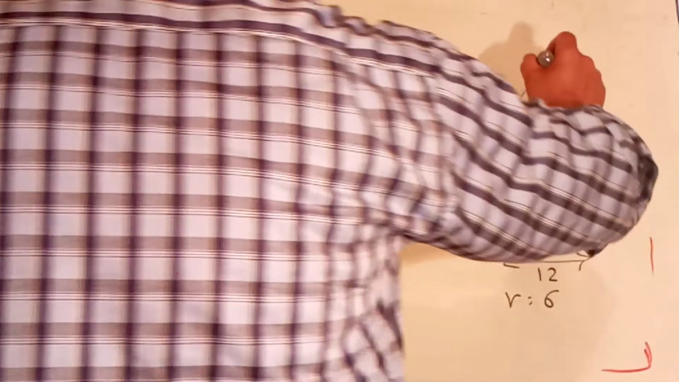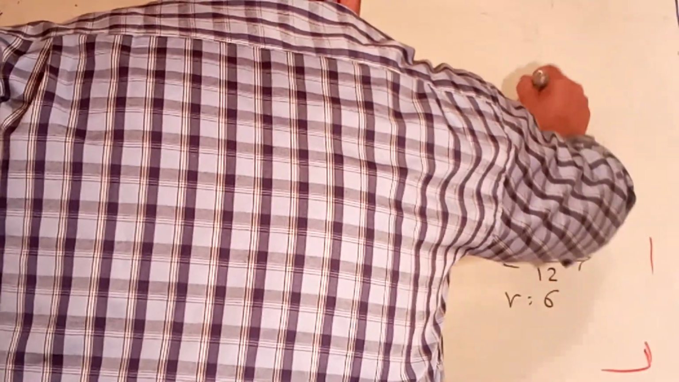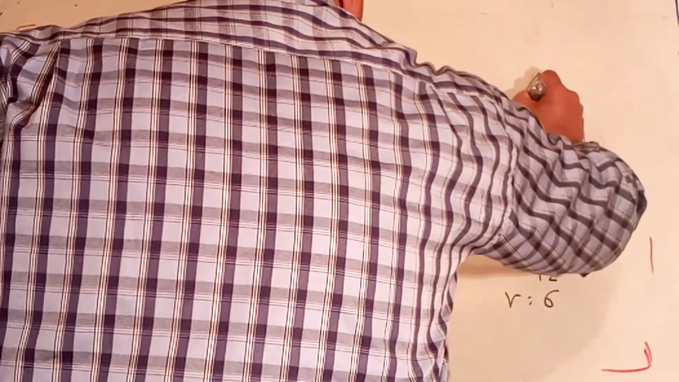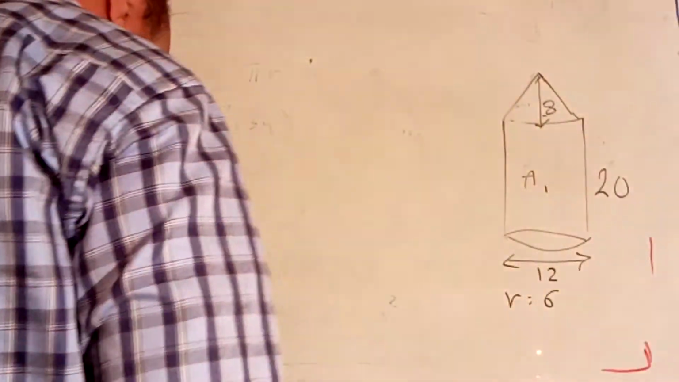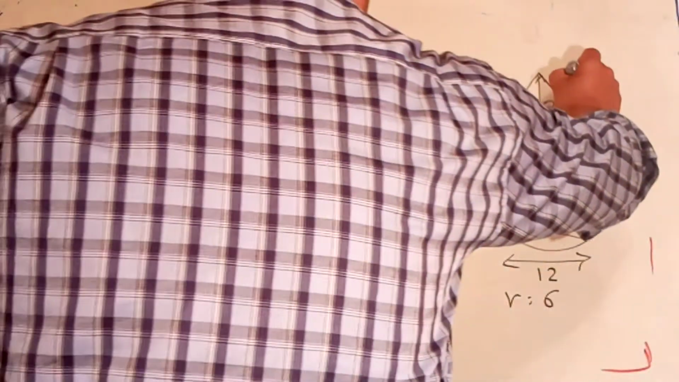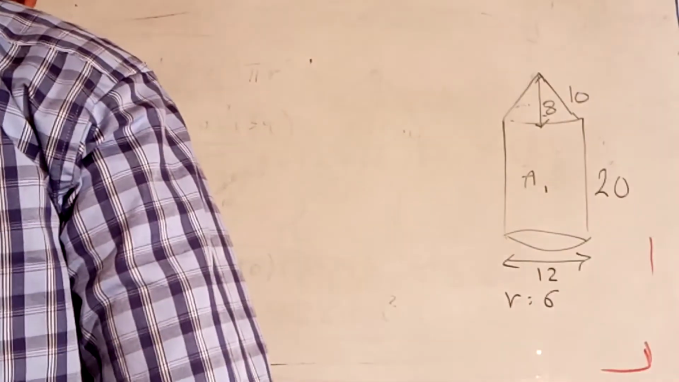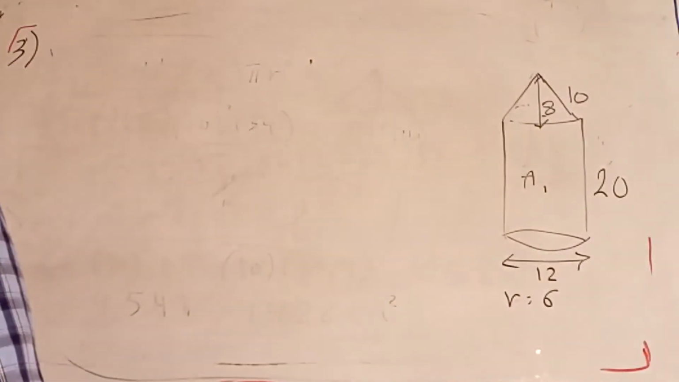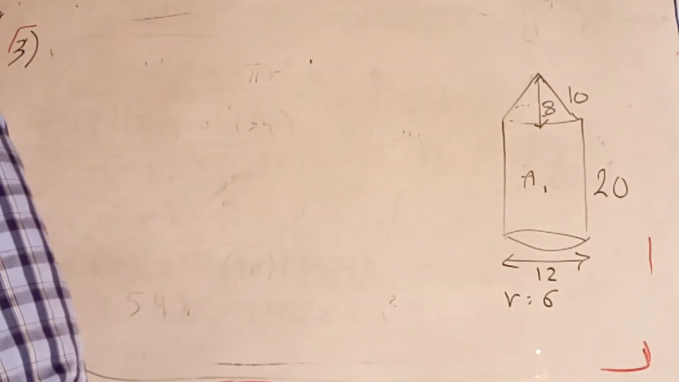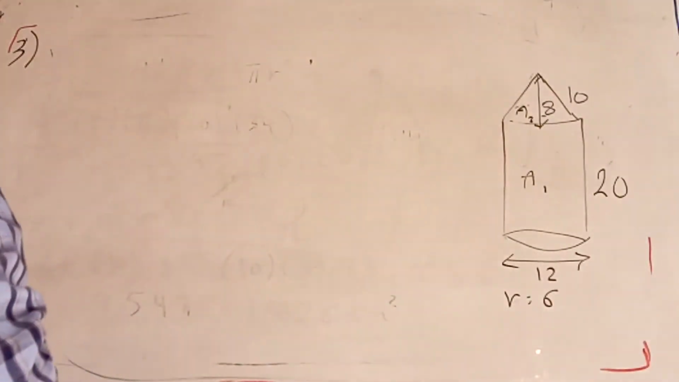And this is 20 centimeters, and this is 8 centimeters, and this is 10. Let's start. Now we have two areas. This is area number 1 and this is area number 2, or volume 1 and volume 2.